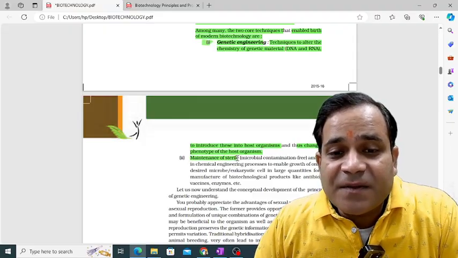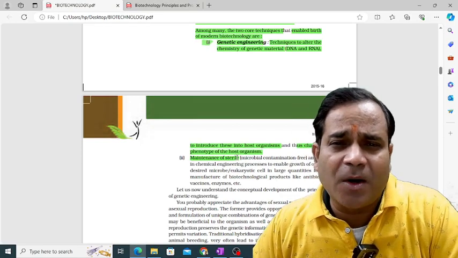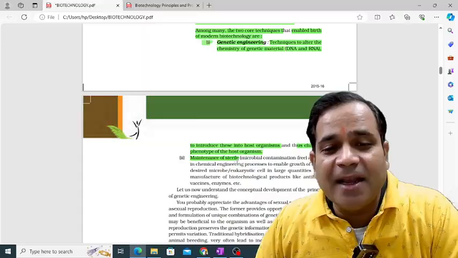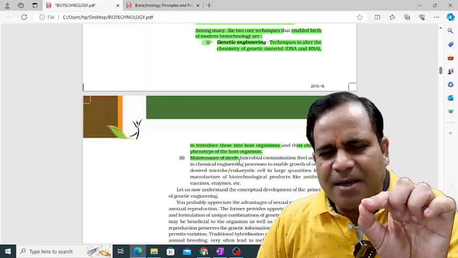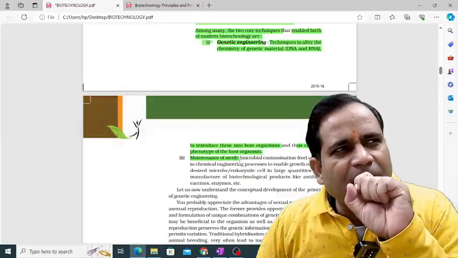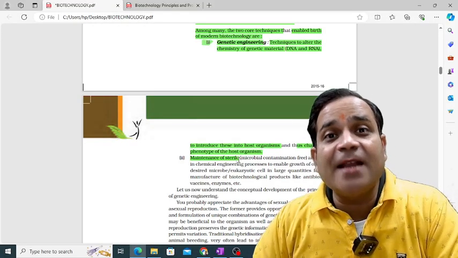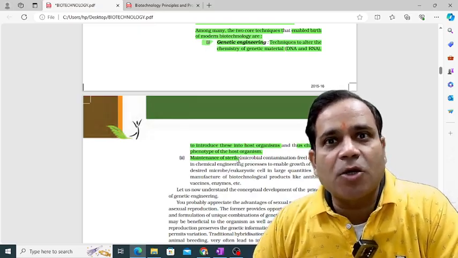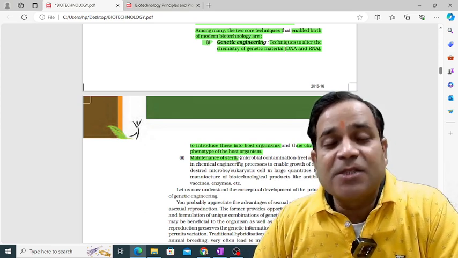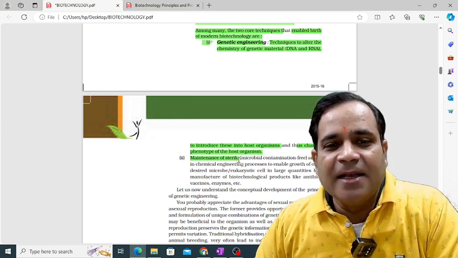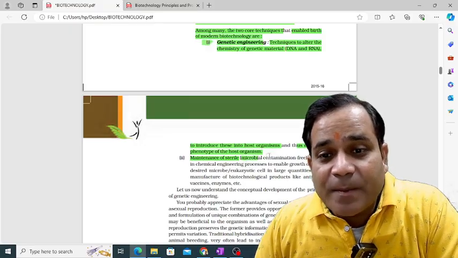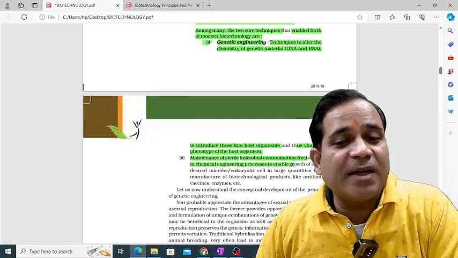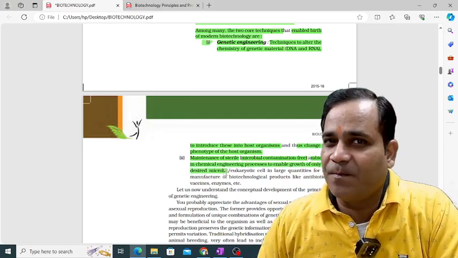Let's see another thing in genetic engineering: maintenance of sterile conditions. This is so important. In genetic engineering, we have to maintain sterile conditions over a period of time. Sterile, as commonly understood, means couples who are infertile and not able to reproduce their young ones; such a couple is said to be sterile. But here maintenance of sterile means microbial contamination free, an ambience in a chemical engineering process to enable growth of only the desired microbe.